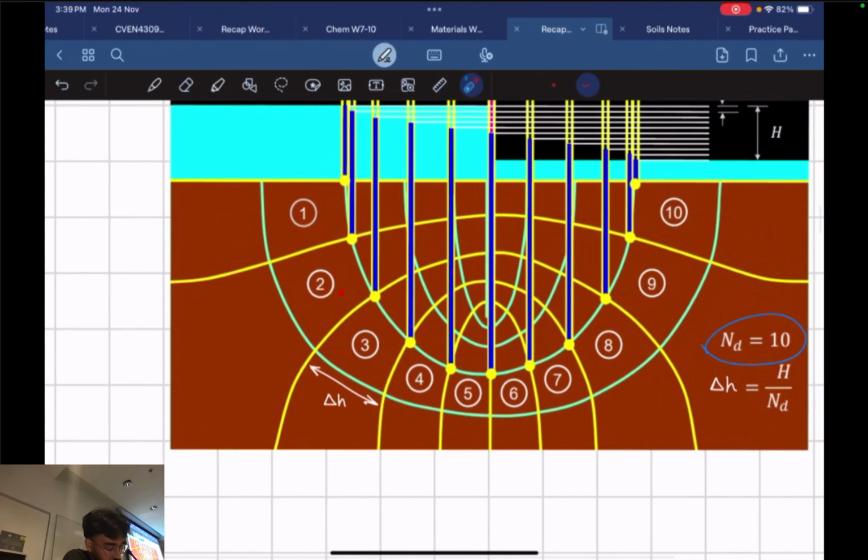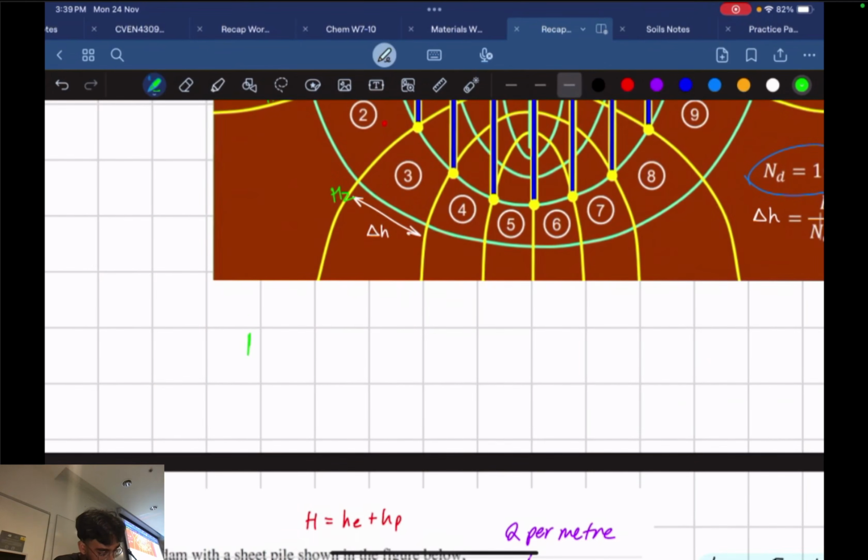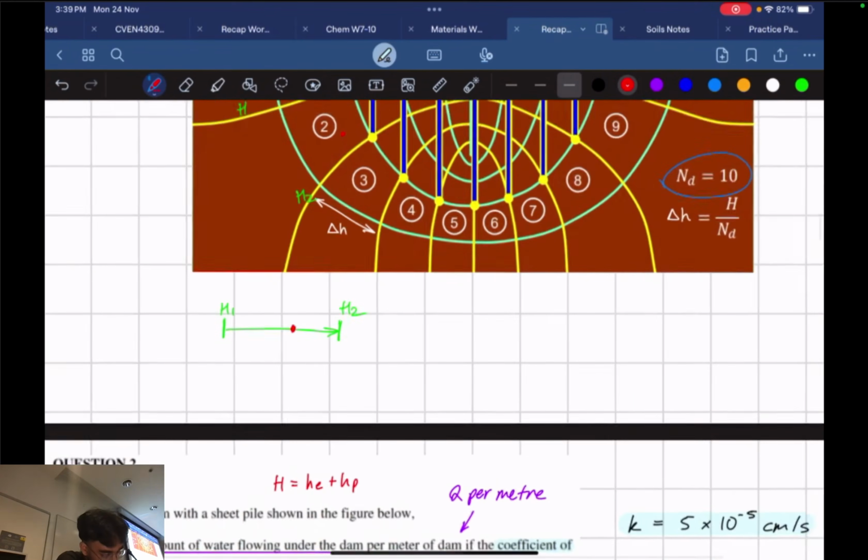Because these are technically squares, you'd have to find the head difference between here and here. And the way you can do that is using a ruler again. It's a bit annoying. But let's say we have H1 here, and then this is H2, and you're trying to find the head at some point in between. So it's a bit of linear math.